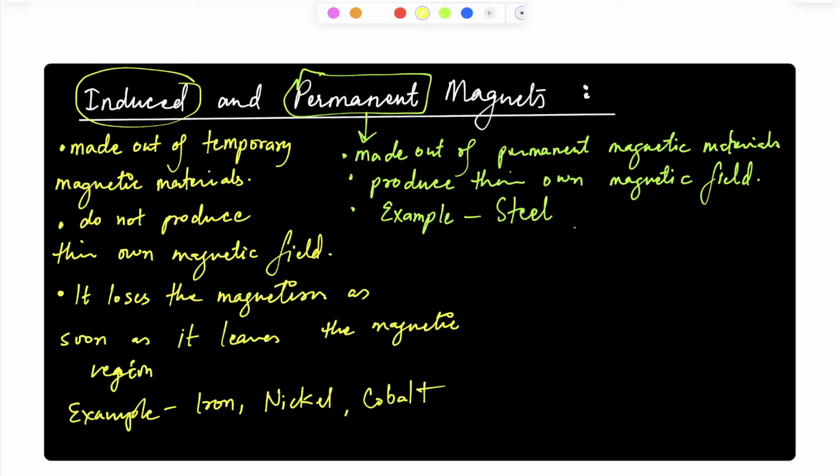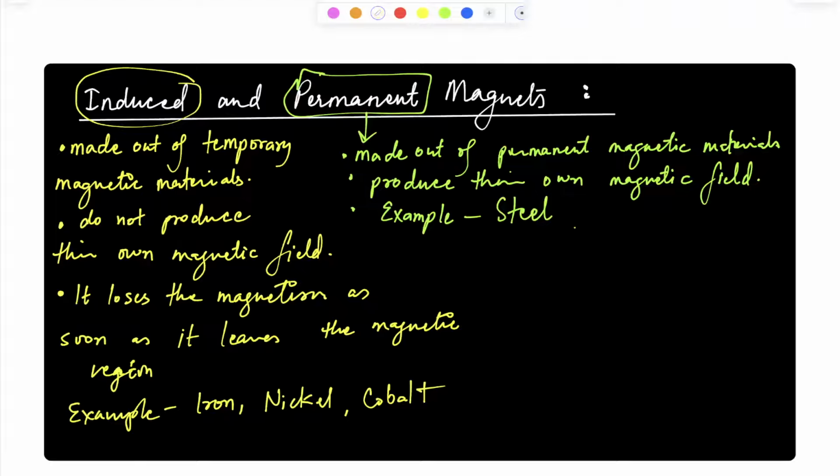Why are they temporary? Because if you move them away from the real magnet, the moment they leave the region, they lose their magnetism. Whereas permanent magnets, once magnetized, hold the magnetism. So they produce their own magnetic field. Steel is a good example over there. And iron, nickel, and cobalt are the examples for induced magnets.